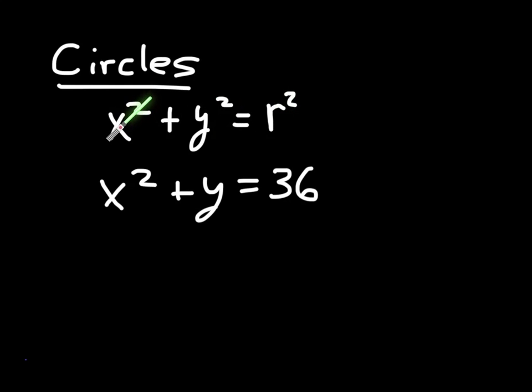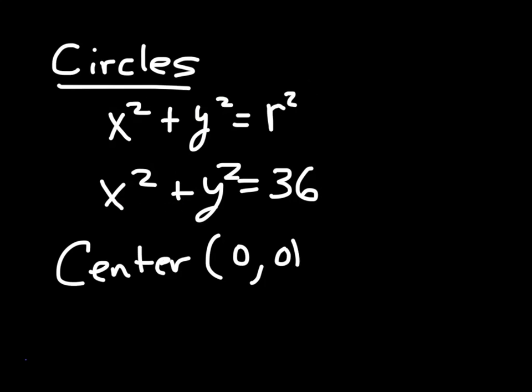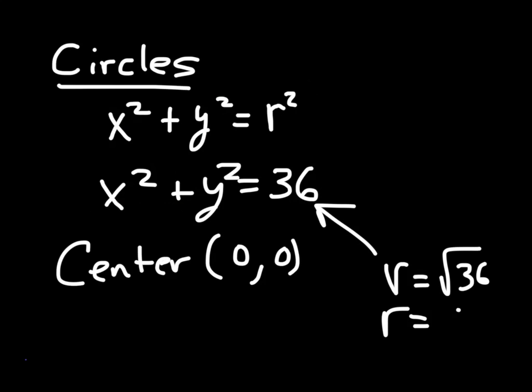This comes from a squared plus b squared equals c squared. So for this example right here, if I have x squared plus y squared equals 36, I know that the center of the circle must be just at 0, 0, the origin. And if it's 36 at the end, I square root to get the radius. So the radius would be equal to the square root of 36. So the radius equals 6.